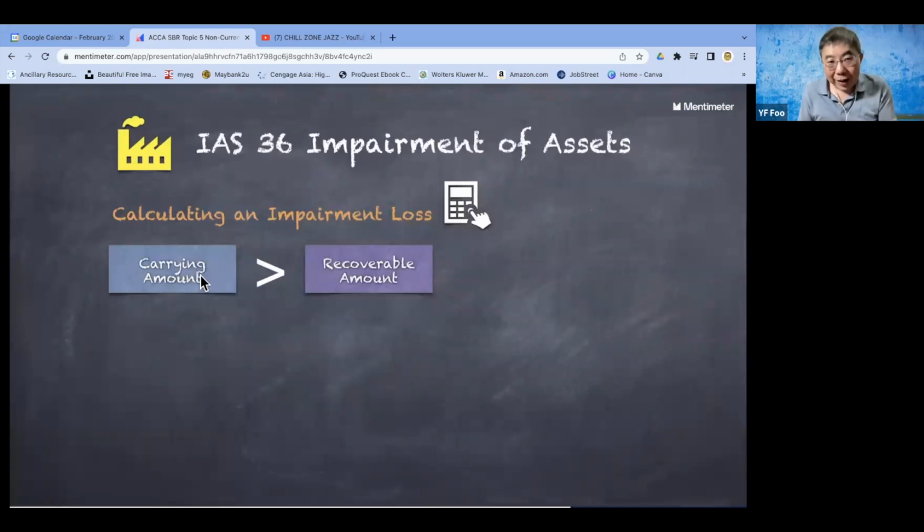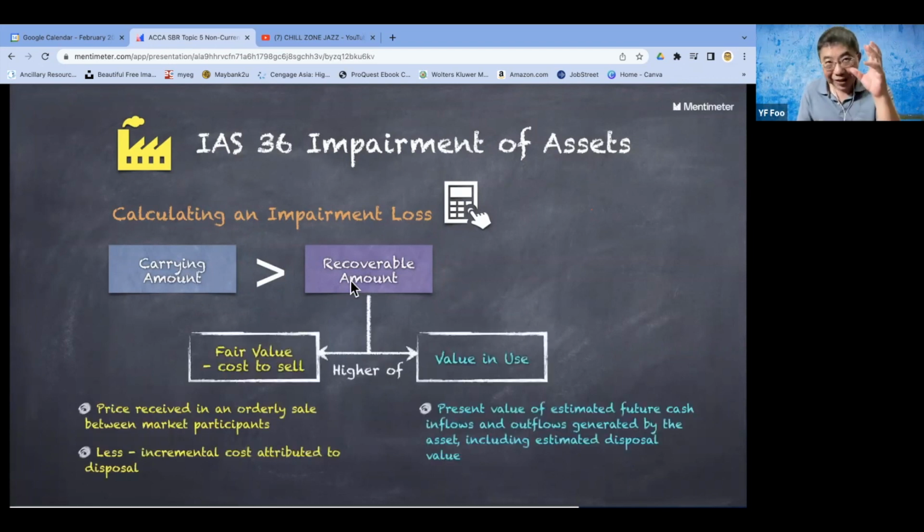So if your carrying amount exceeds the recoverable amount, then you have an impairment loss. So you already calculate your carrying amount. You then need to calculate your recoverable amount. So how do you calculate your recoverable amount? To calculate your recoverable amount, you calculate two values.